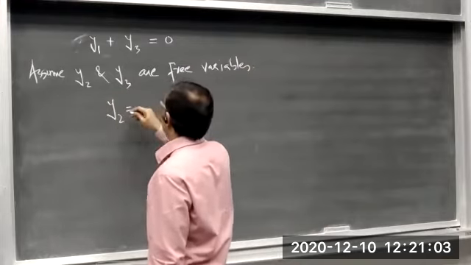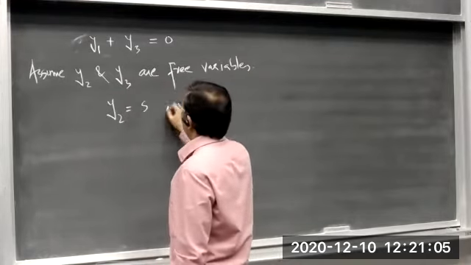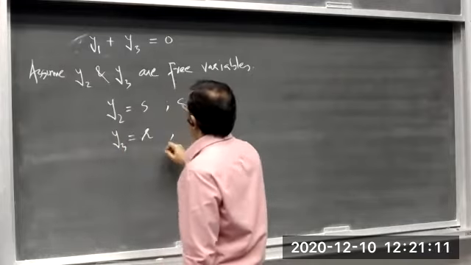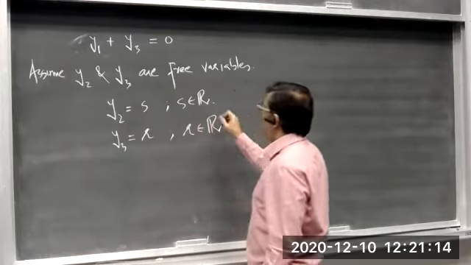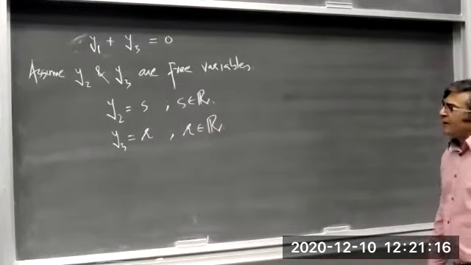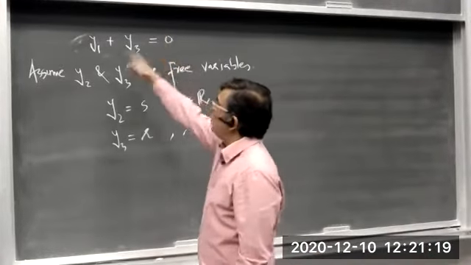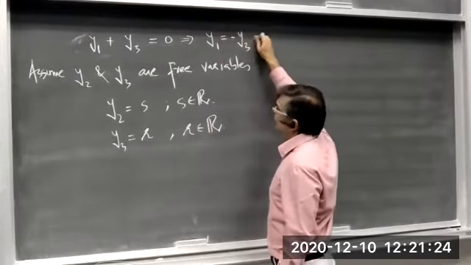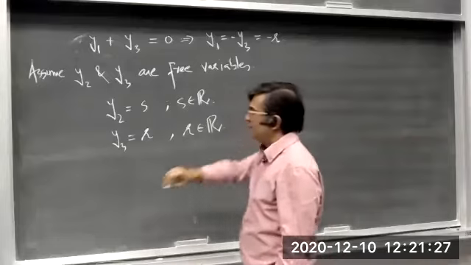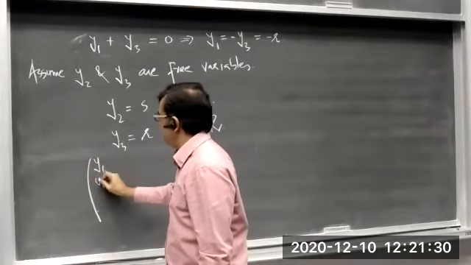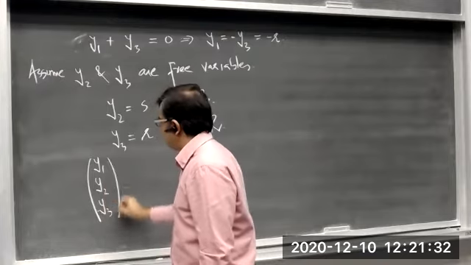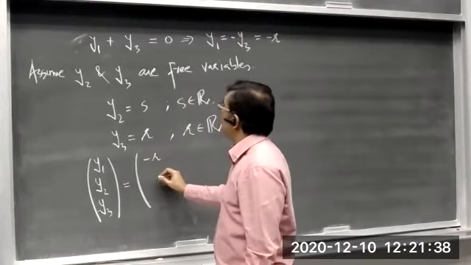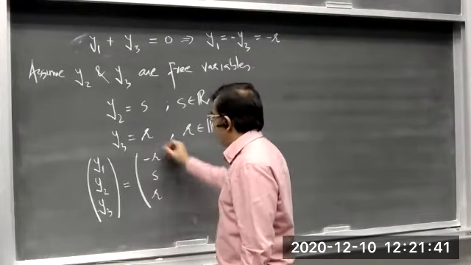We can write y2 is equal to some s, where s belongs to R, and y3 is some r, where r belongs to R, the set of real numbers. Now we can write y1 from the equation: y1 is negative y3, which is negative r. Now, if we want to write the solution y1, y2, y3, it is nothing but y1 is negative r, y2 is s, and y3 is r.